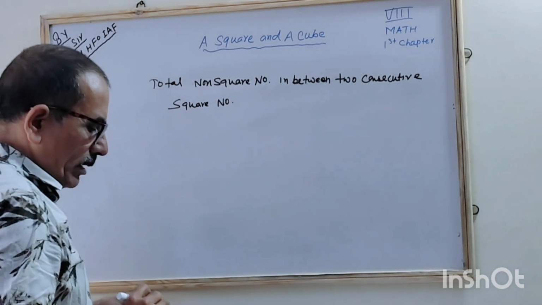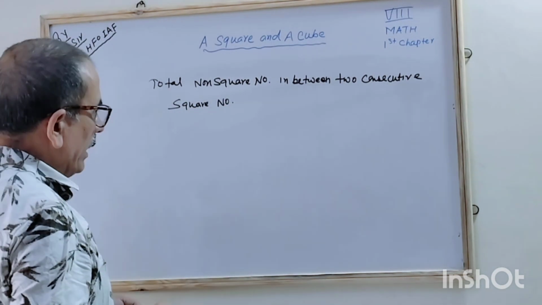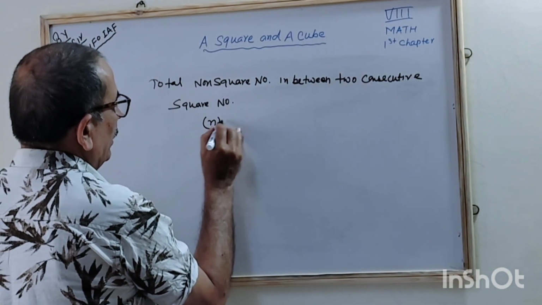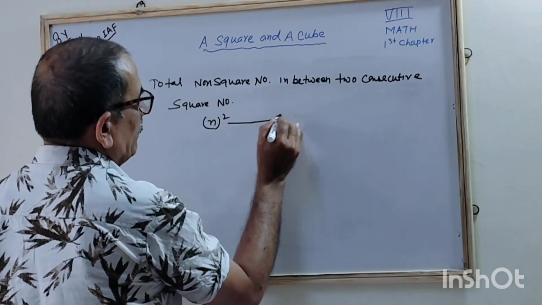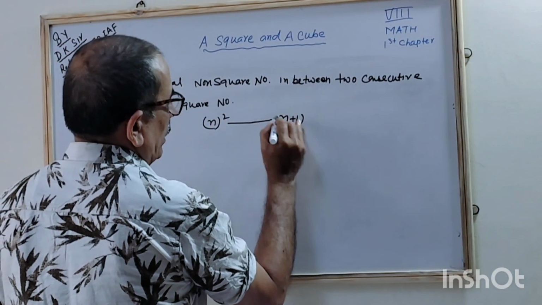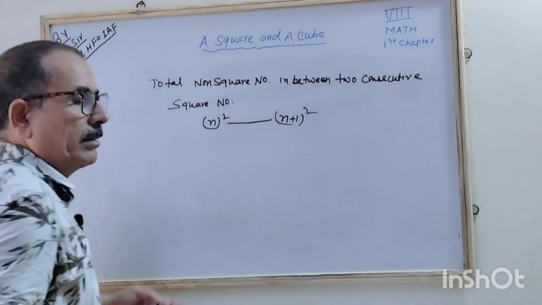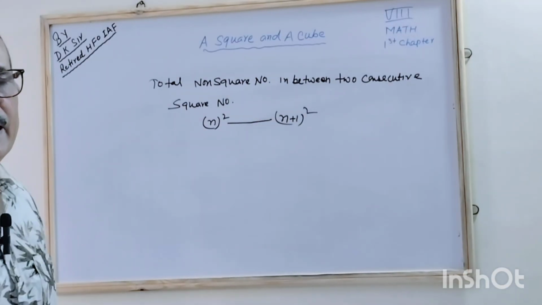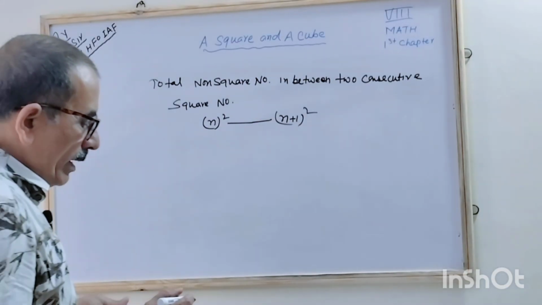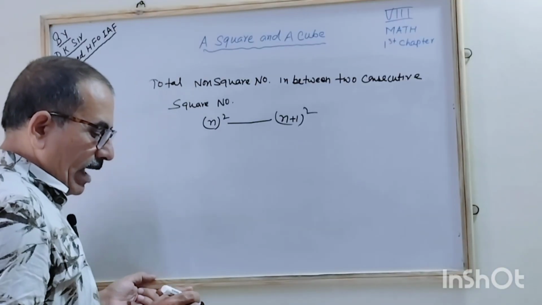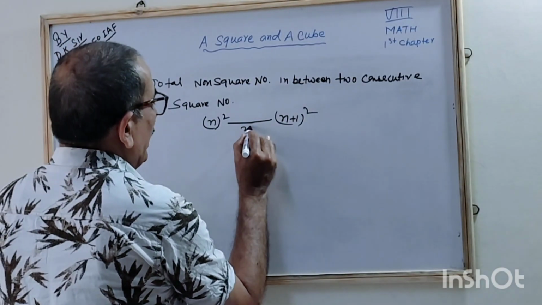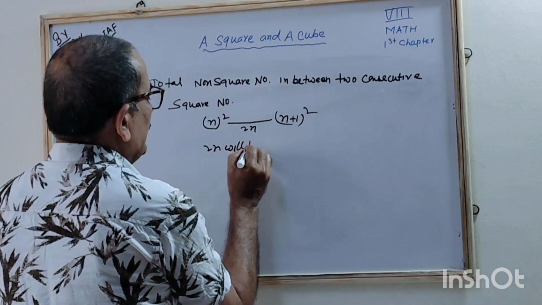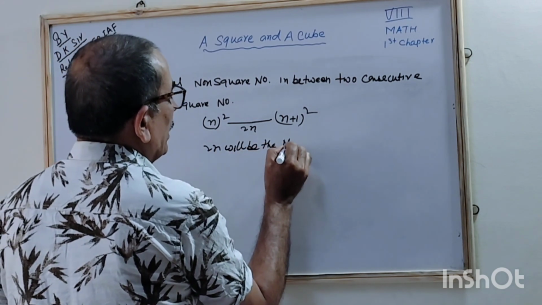The two consecutive square numbers, how will you find out? Suppose one number is n square, correct? The other number is n plus 1 square, correct? This is the square that you can find, n is a number whose square it is, and the next number is n plus 1. Then how many non-squares will be there? You will find that 2n will be the non-square numbers.